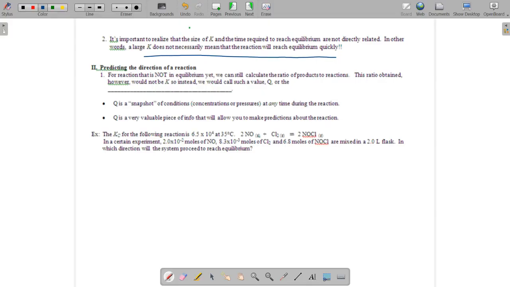It is a very valuable piece of information because it'll let you know which direction the reaction has to go to get to equilibrium. So go ahead and try to take a moment and do this example right here. Pause, and then as soon as you have calculated it, press play, and then you can see what the correct answer is once we get to the next.